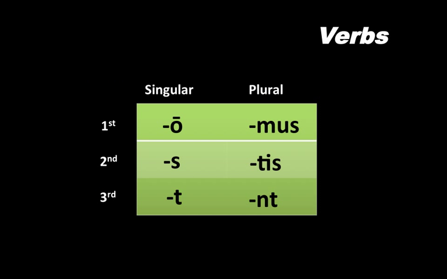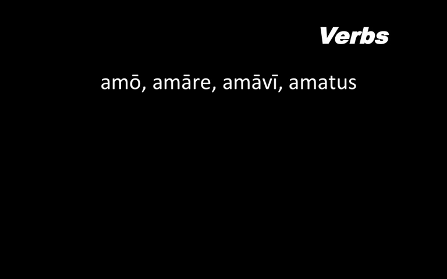When we learned the present tense, we learned that there were set endings for them, including the O, S, T, MUS, TIS, and NT endings. When we add these to the stem, they indicate that a verb is in the present tense. We need to go back and look at how we made those verbs in order to move on.